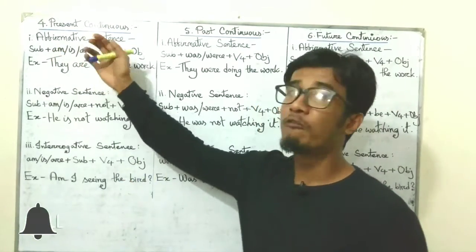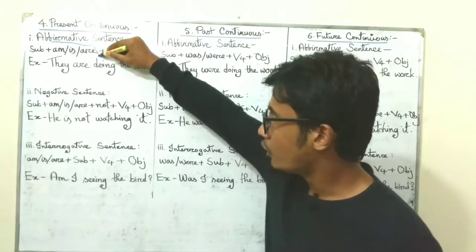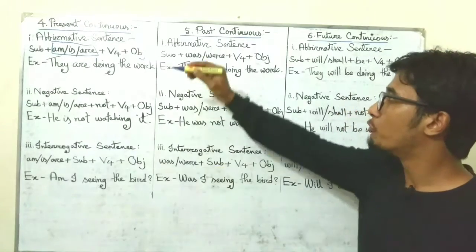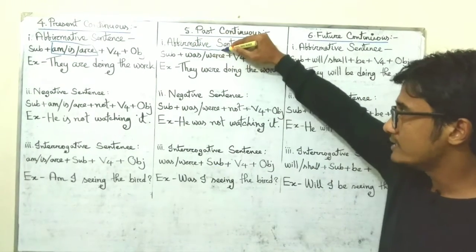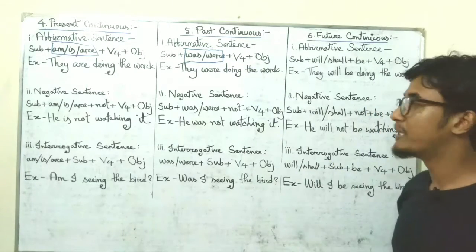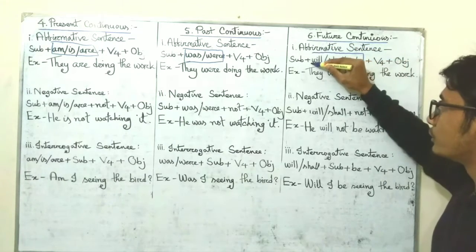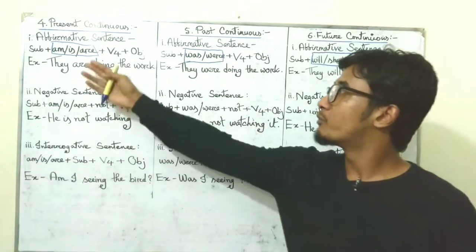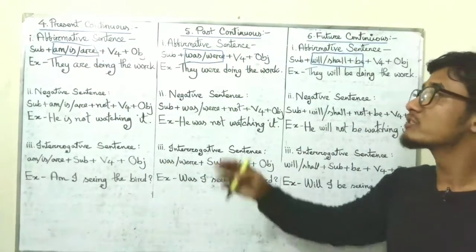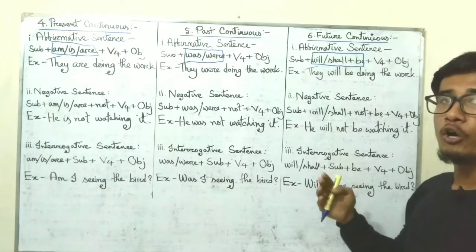In the affirmative sentence of present continuous, the auxiliary verb that we use is am, or is, or are. In past continuous, we use was, or were. And finally, in future continuous affirmative sentence, we use will be or shall be. In present continuous, am or is or are. In past continuous, was or were. And in future continuous, will be or shall be.